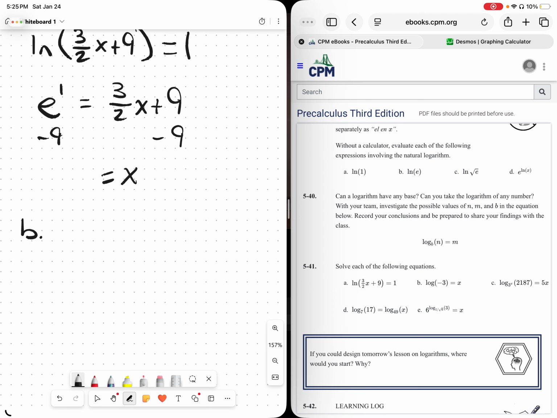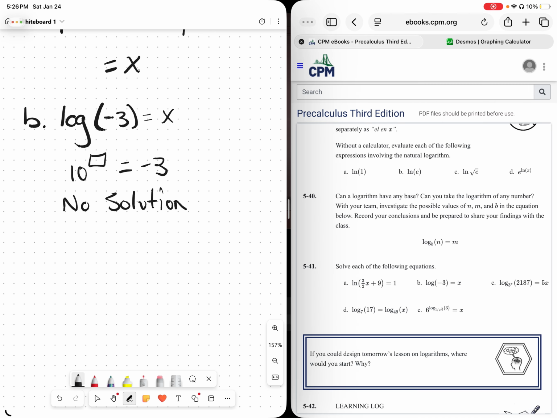Same if you look at b, the log of -3 equals x, right? So again, you can plug that in, right? You're going to learn that this is 10 to what power gets me -3. There's nothing that's going to give me a negative. So there's actually no solution here, right? You cannot do that. 10 to some power is not going to get you a negative number.